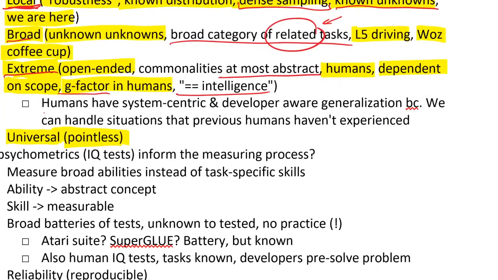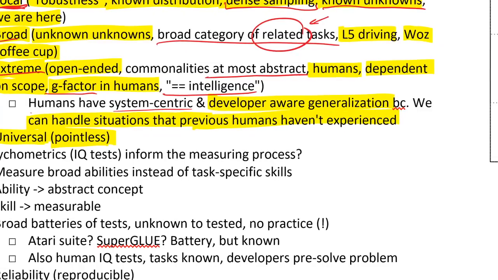He says, note that humans have system-centric and developer-aware generalization, though that one contains the other one. So why? Because we can handle situations that previous humans haven't experienced. Now, I'm not sure. He basically says humans have developer-aware generalization because we can fare well in situations that no humans during evolution have experienced prior. But okay, let's have this abstractly. Let's say our developer is the evolution process. You still have to ask, can humans really solve things that the evolutionary process has not built into them in some sort? I guess that refers back to nature versus nurture.